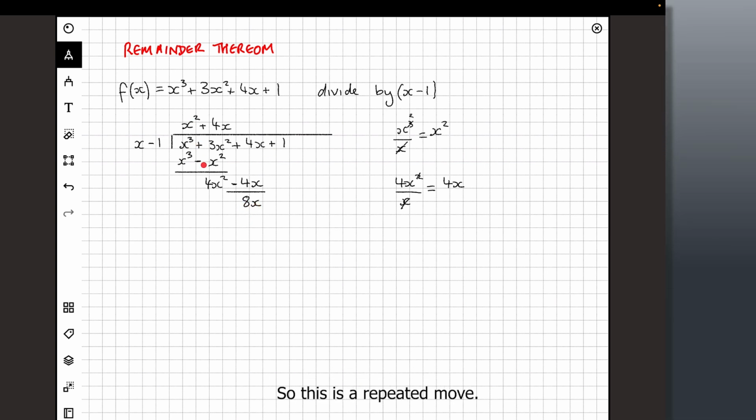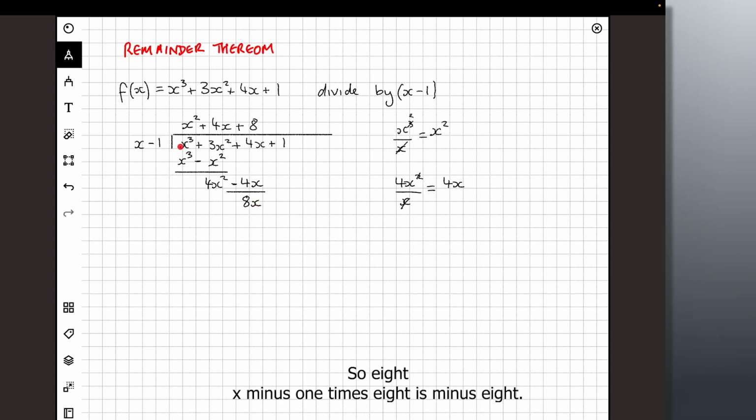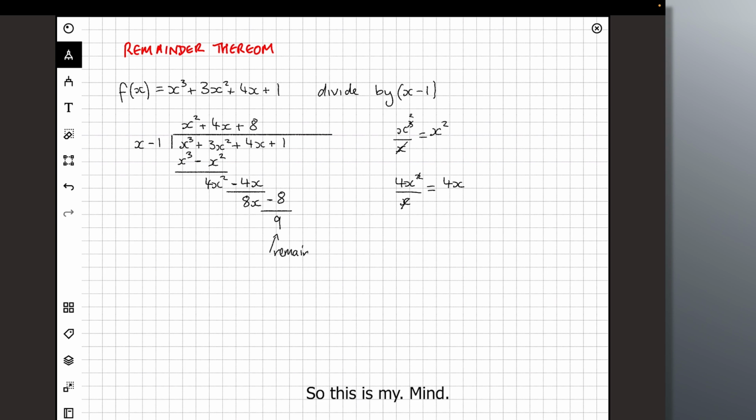So this is a repeated move. That's why I call this a dance. It's a repeated move. How many x's in 8x? And we would get plus 8. So therefore 8 times x is 8x. Minus 1 times 8 is minus 8. And if I take that away, plus 1 minus 8 is 9. So I've got a remainder of 9. So this is my remainder.